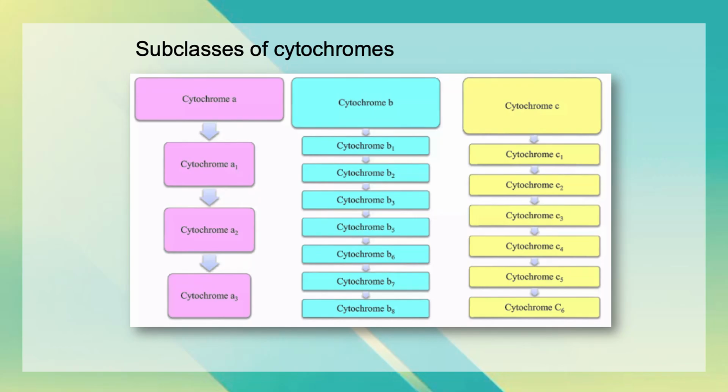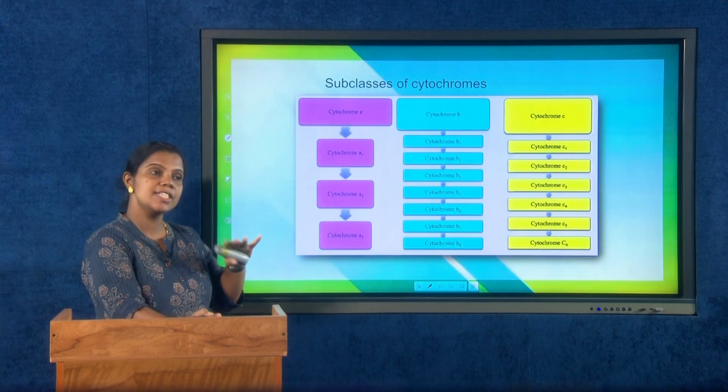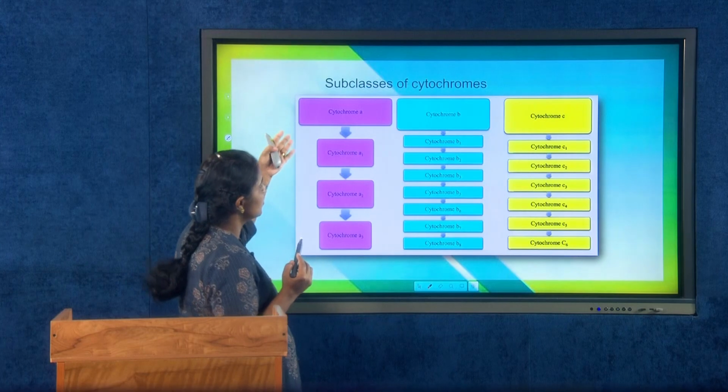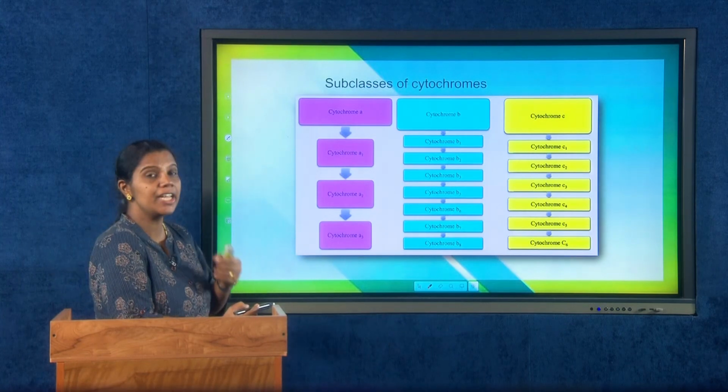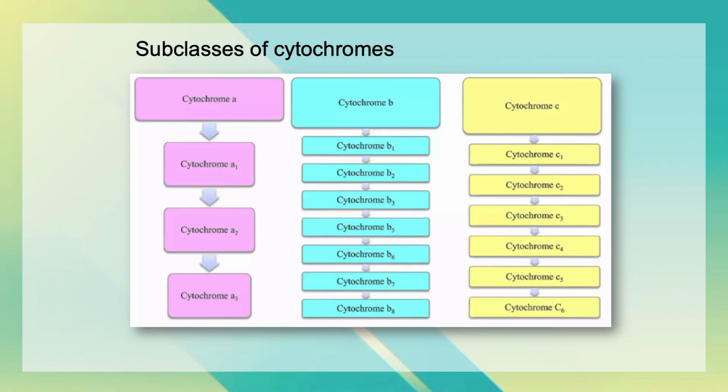Here you can see the subclasses of cytochromes. We basically say we have cytochrome A, B and C. It is further divided into cytochrome A1, A2, A3 depending upon very minute differences. And all these are part of either the photosynthetic chain, or they are all, either independently or in a cooperative mechanism, part of different life processes.